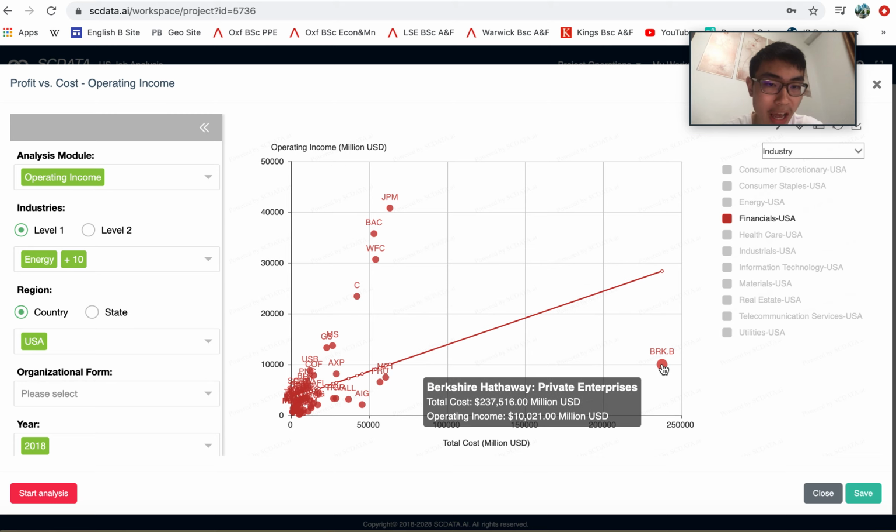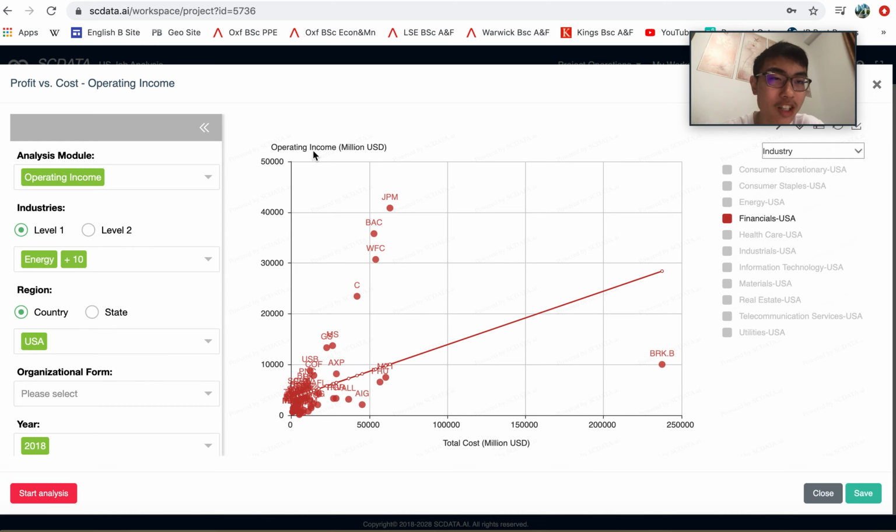You can see Berkshire Hathaway, which is led by Warren Buffett, has a really high cost, high spending, but relatively low profit as well. Sorry, operating income, profit. If you don't know operating income, it's basically revenue less the cost and the variable cost as well. Okay, so like the raw materials, electricity, and so on and so forth. So now you can make comparison of an industry.